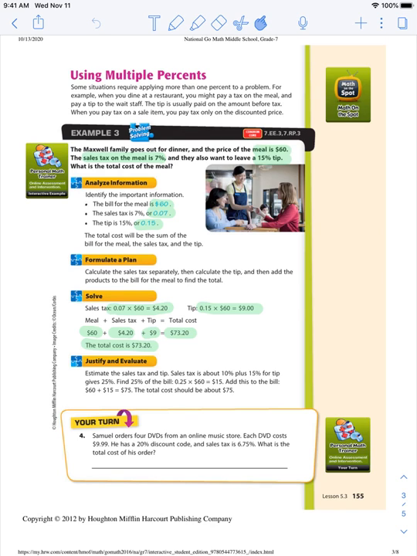All right, so let's reflect on this a little bit. Estimate the sales tax and the tip. The sales tax is about 10% plus 15% of the tip, which gives us 25%. So 25% is easier to calculate in our heads because it's just a quarter. So a quarter of 60 is 15. So if we add 60 and 15 together, it's 75, which is about what our total cost was. So our answer is reasonable.